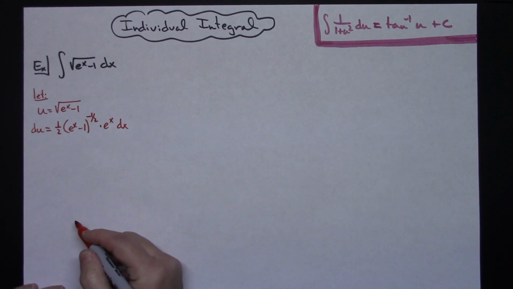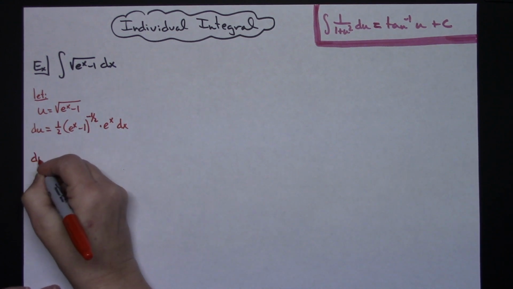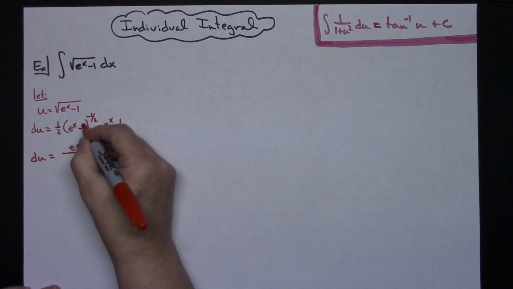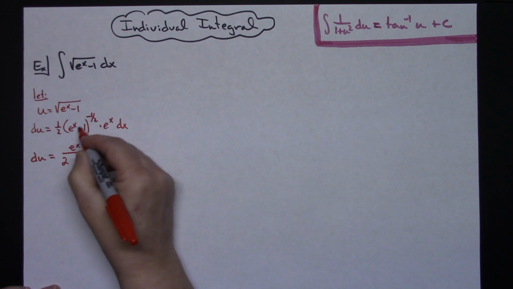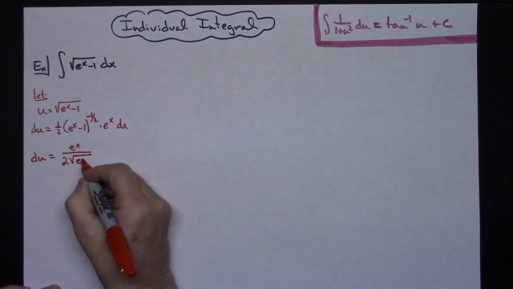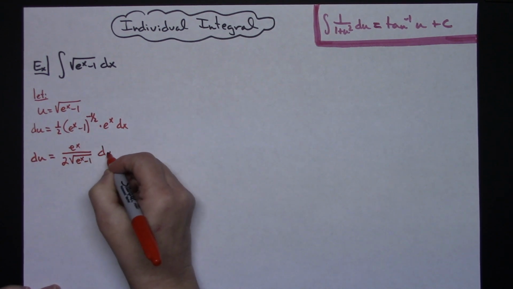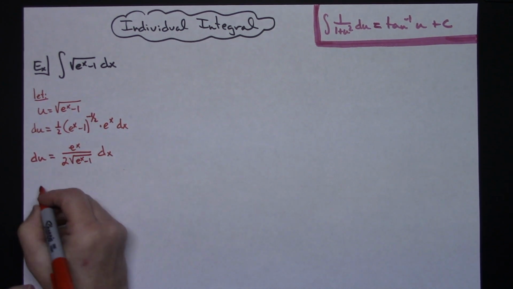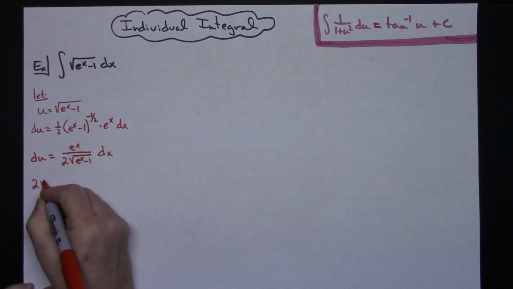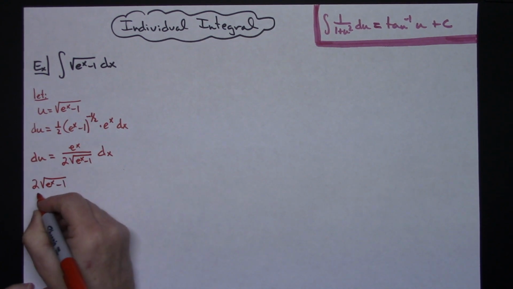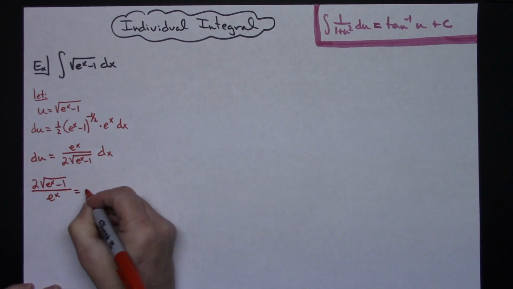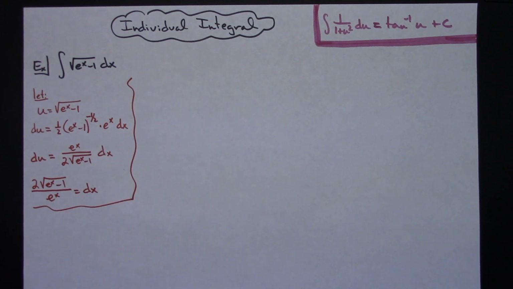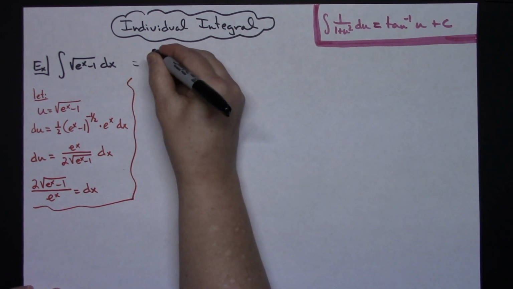Alright, now let's go ahead and clean this up a little bit. We'll have du is equal to, I'll have that e to the x in the numerator. This 1/2 is going to go to the bottom, so I'll have a 2. Let's make that back into our square root, e to the x minus 1, dx. If I solve this all the way down for my dx, basically I'll be multiplying by the reciprocal. So I'll have 2 times the square root of e to the x minus 1 all over e to the x equaling my dx.